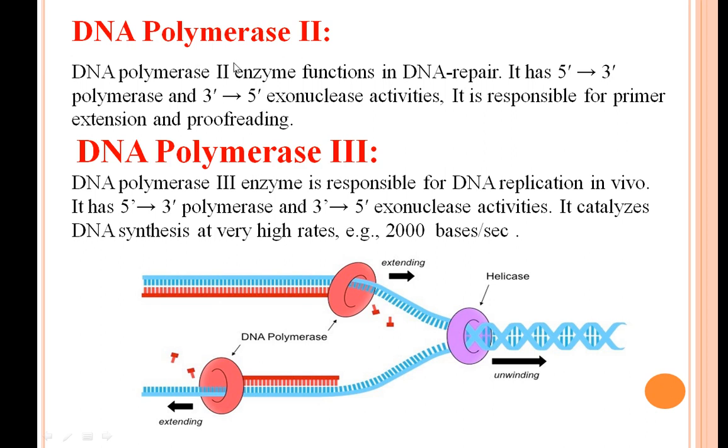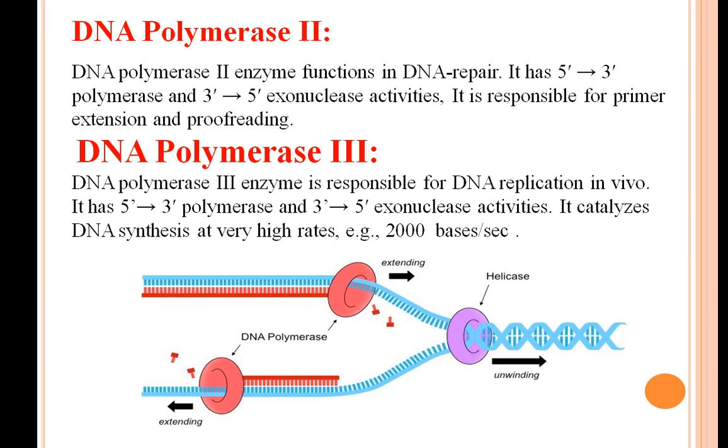DNA polymerase 2 is responsible for primer extension and proofreading. The DNA polymerase 2 enzyme functions in DNA repair. It has 5' to 3' polymerase and 3' to 5' exonuclease activities. But its polymerization speed is less, it can only add 50 nucleotides per minute. Now, DNA polymerase 3.